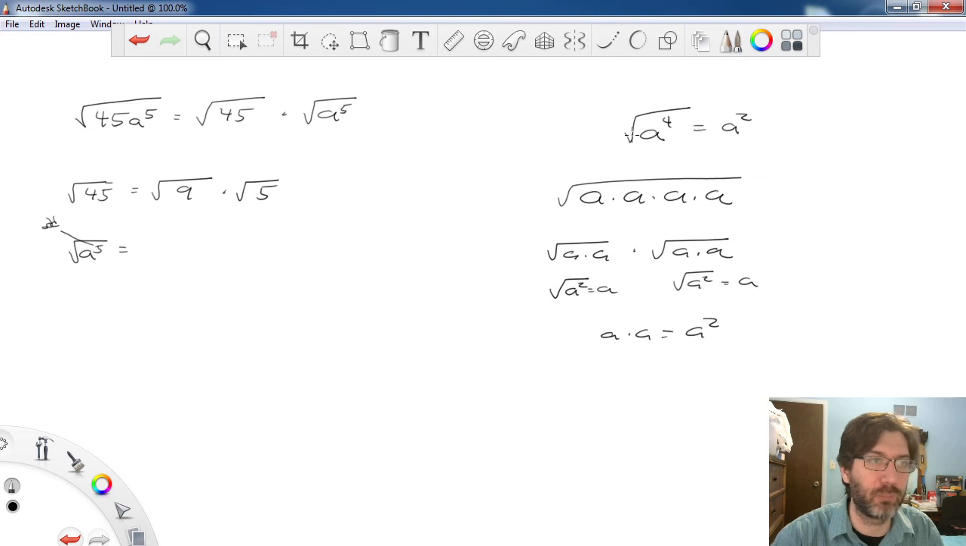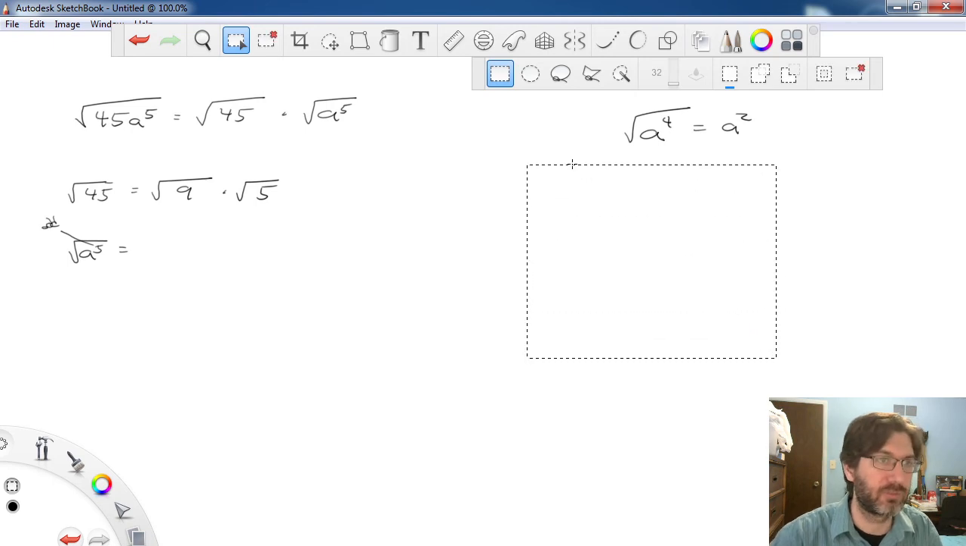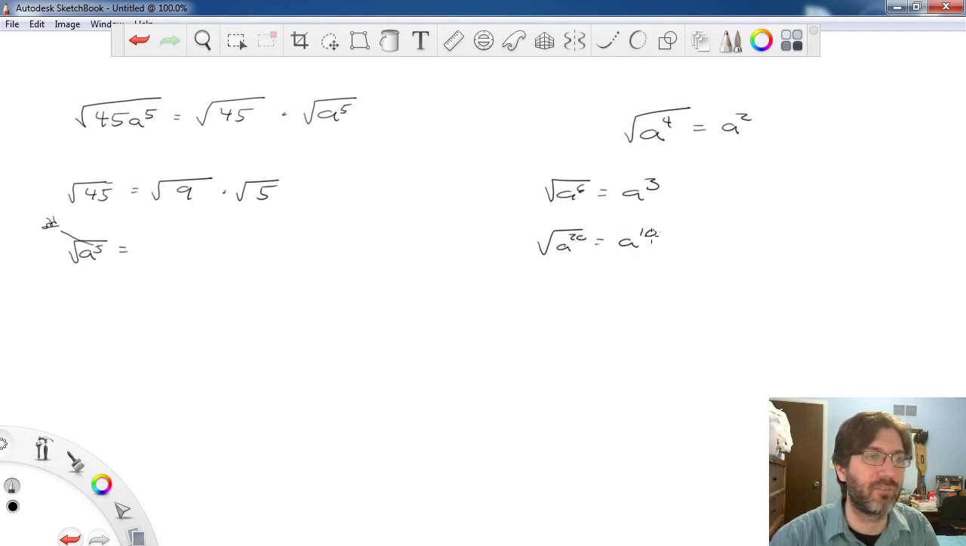If it's an even number, it's going to take away half of your exponents when you take the square root of it. So if I had the square root of a to the 6th, it's going to equal a to the 3rd. It takes away half the exponents. If I had the square root of a to the 20th, it's going to equal a to the 10th. Again, it just takes away half the exponents. If you had a to the 2nd, you'll note it still follows that pattern. It takes away half the exponents.